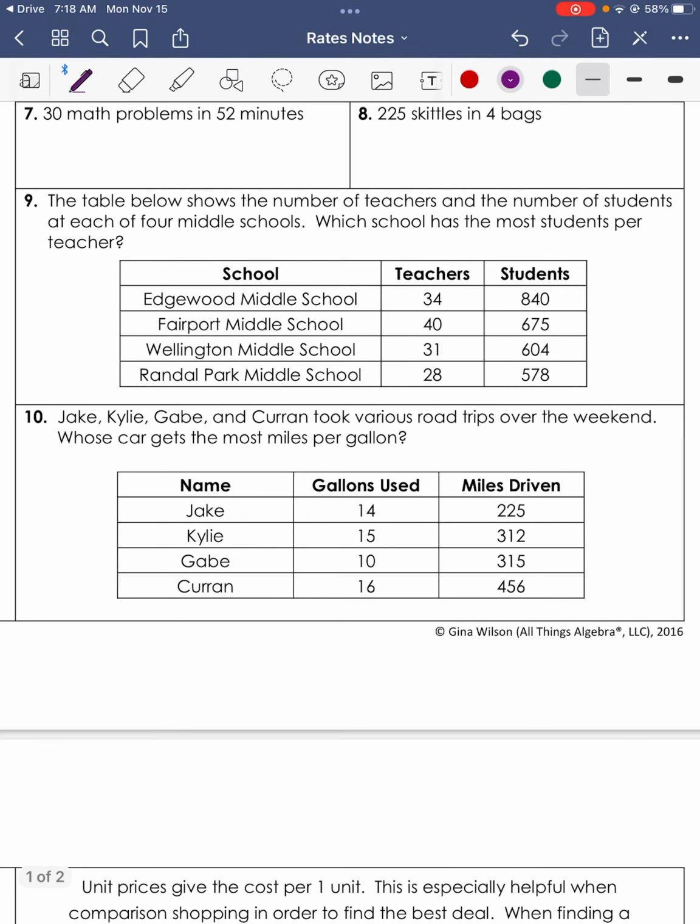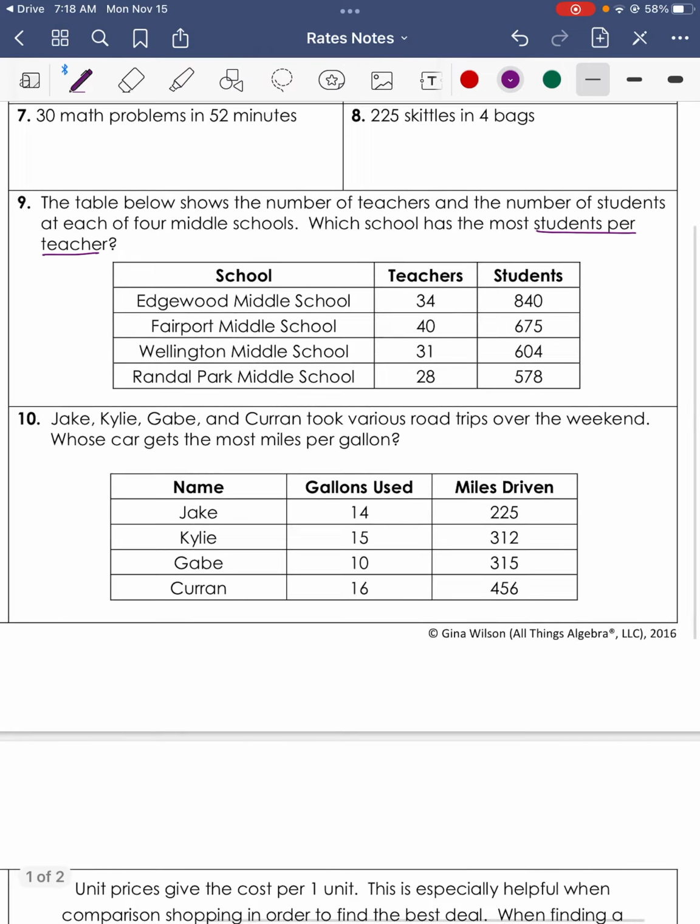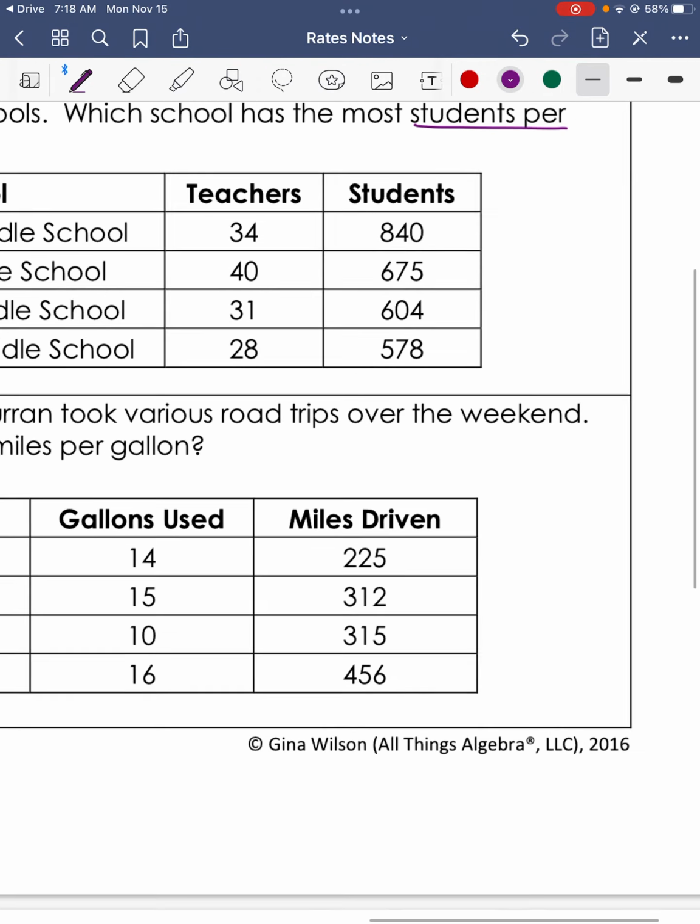This says the table below shows the number of teachers and the number of students at each of the 4 middle schools. Which school has the most students per teacher? So this should tell you students per teacher. There's our unit rate. We want students on the top and number of teachers on the bottom. So what we need to do for each one of these is set up a calculation with students on the top and teachers on the bottom.